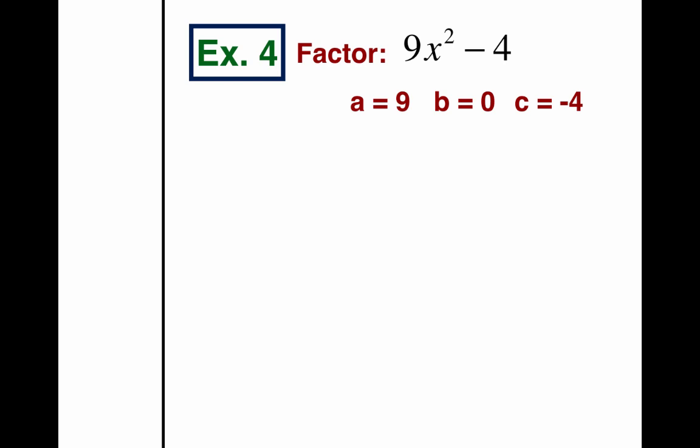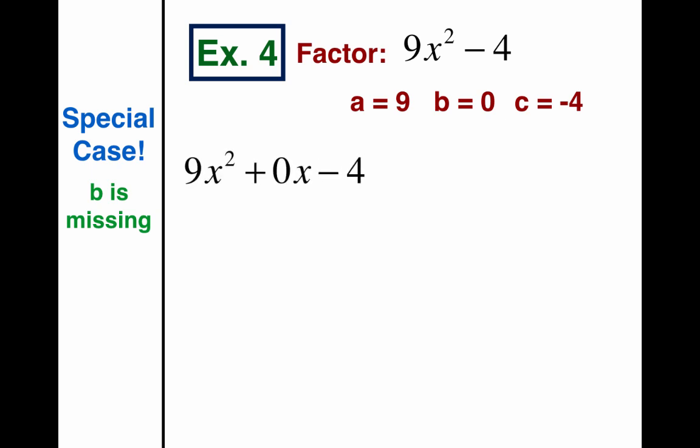So what I'm going to do to factor this is I'm actually going to rewrite it. This special case with the B missing needs to be rewritten. So it's going to be 9x squared plus 0x minus 4. And I'm rewriting it so I can do my rectangle diamond. I can only do my rectangle diamond if I have the ABC. So I need all 3 pieces.